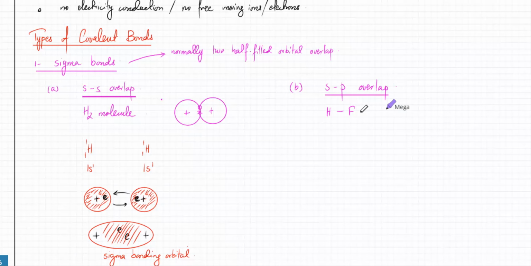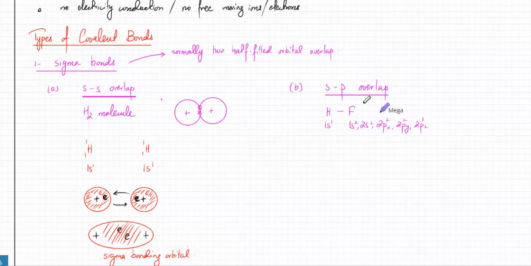So the next one is let's talk about the HF molecule. Now H has the electronic configuration 1s1. Fluorine has an electronic configuration of 1s2, 2s2, 2p5. If I expand 2p5, it's going to be 2px, 2py, and 2pz, and there are going to be two electrons in each of two of them, and one electron in the other.